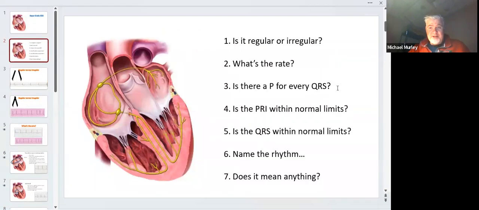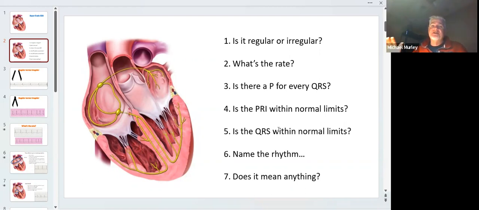So that's why we need to know, is there a P wave for every QRS? The next one is, is the PRI within normal limits? Well, if we know that P wave equals atrial depolarization, we know the PRI is how well that AV node is protecting the ventricles. So if it's not within normal limits, then we have some problems. It could be too fast, like in WPW, or it can be too long where you have some type of AV blocks. The next question is, is the QRS within normal limits?